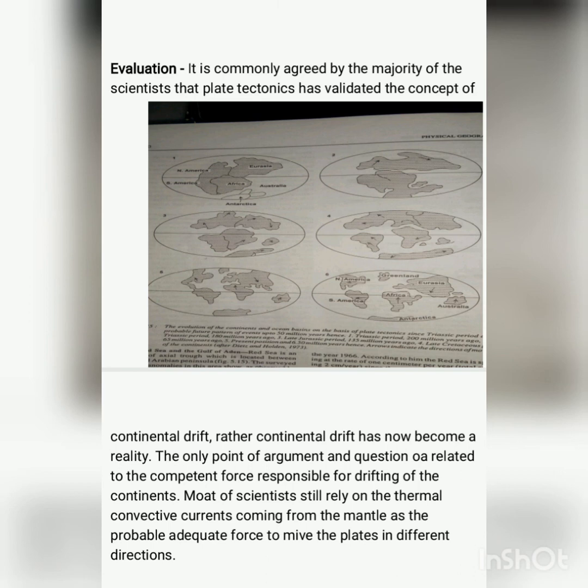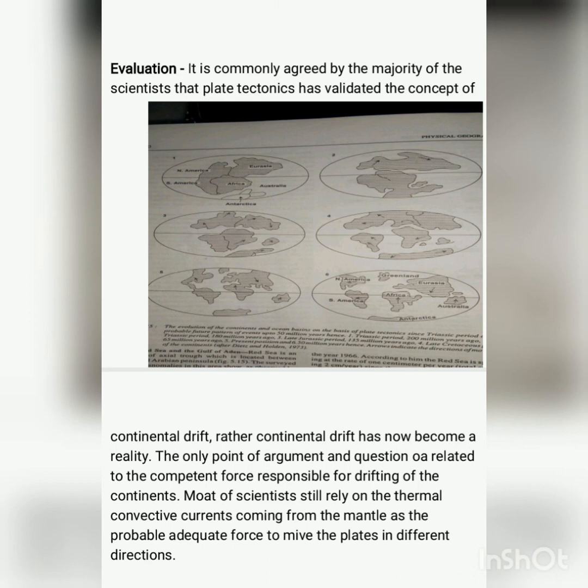Now moving towards the evaluation of this theory, it is commonly agreed by the majority of the scientists that plate tectonics has validated the concept of the continental drift. Plate tectonics was mostly successful in establishing and validating the concept of continental drift. Rather, continental drift has now become a reality. The only point of argument in question is related to the competent force responsible for the drifting of the continents. What force is actually responsible for disrupting the continents and displacing them to such a large extent? This is definitely a very important question.